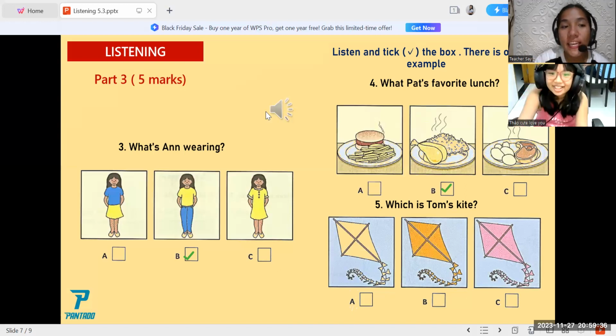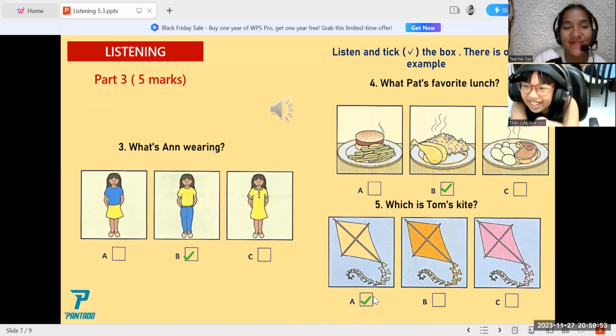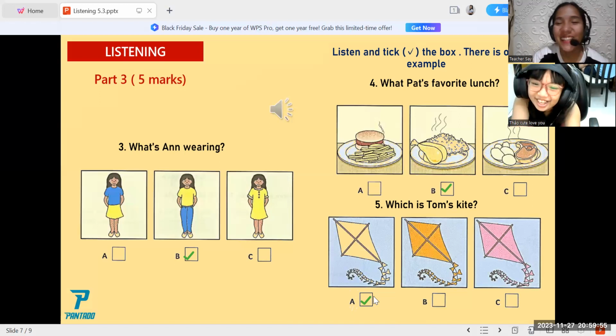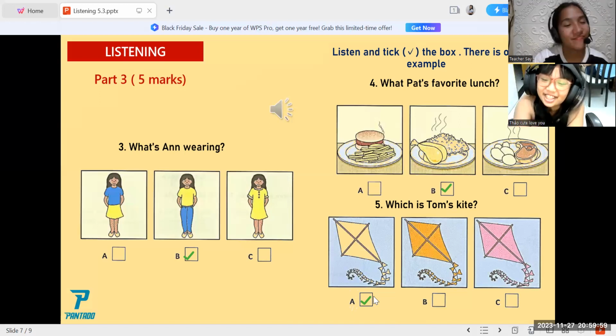What color is it? Letter A. Okay, so now are you sure with your answer here? Are you sure? Okay, so yeah. Now are you sure with your answer here? Yes. Okay, so now let's check.